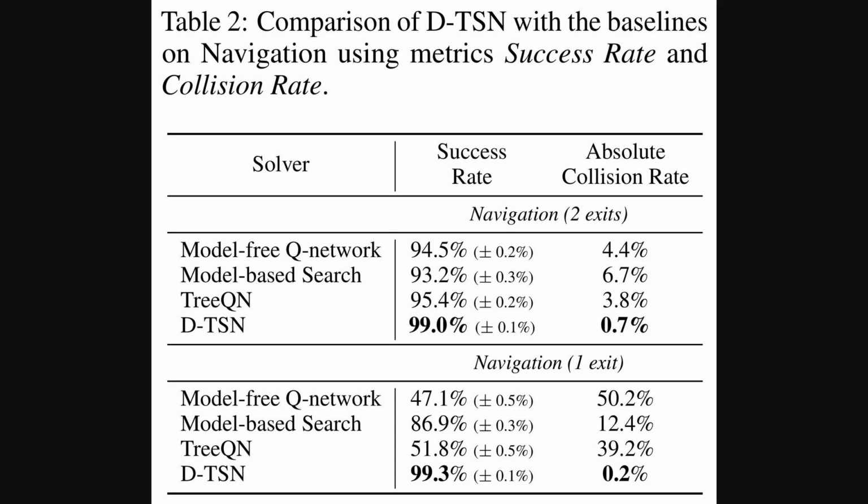Okay, turning now to the navigation task. This table shows results for both 2-exit and a harder 1-exit scenario. So D-TSN is compared against the same baselines: model-free Q network, model-based search, and tree QN. Well, on the 1-exit task, which really tests generalization, D-TSN achieves an amazing 99.3% success rate, far outperforming the others. It also has the lowest collision rate across both scenarios, showing its robustness and safety.